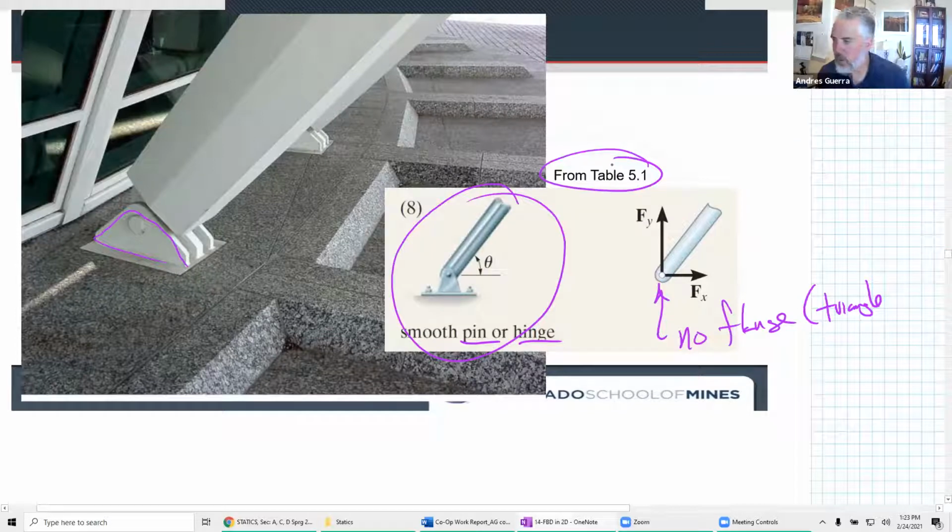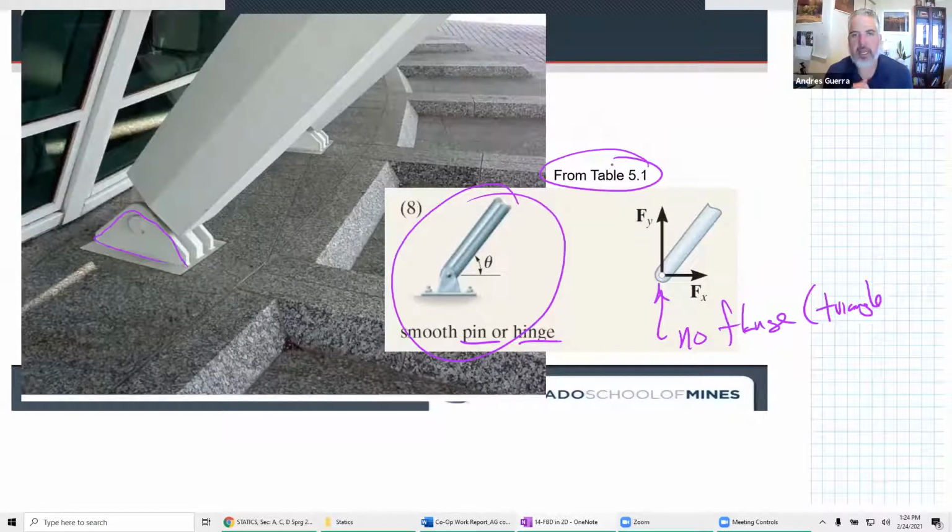So this is really what today is all about: being able to see a picture like that in the textbook and know, oh, that's a pin, and I know it prevents translation, so it prevents movement in the x direction and in the y direction, and so I know I'm going to have an Fx and an Fy force.